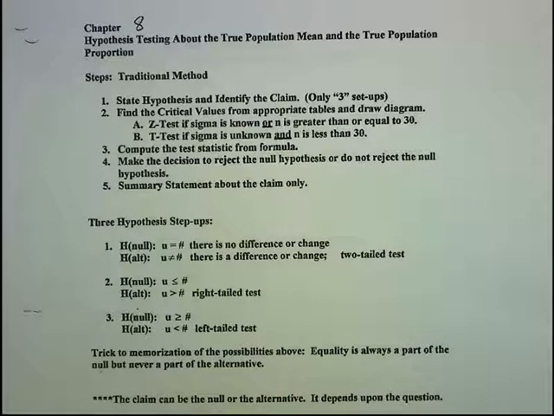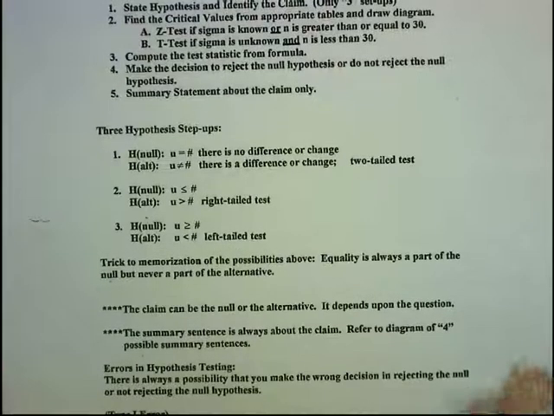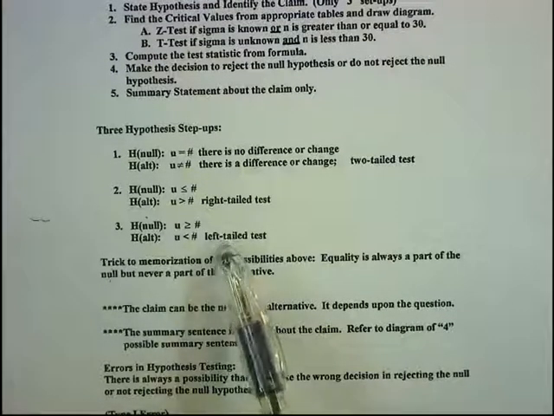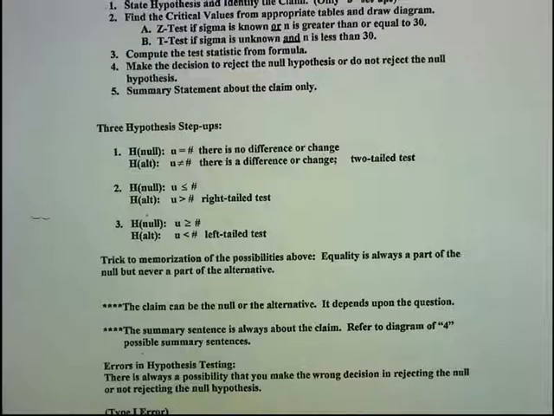Then we will compute a test statistic from formula, and I will give you those formulas for each section. Then we will make the decision to reject the null hypothesis or do not reject the null hypothesis. That's all you can say in step 4, reject the null or do not reject the null. And then the summary statement is always about the claim, and there are 4 possibilities for every summary statement. The 3 setups here in the middle refer to step number 1, stating the hypotheses and identifying the claim.